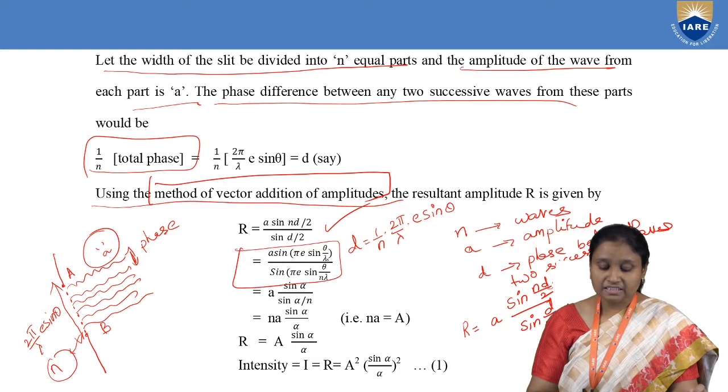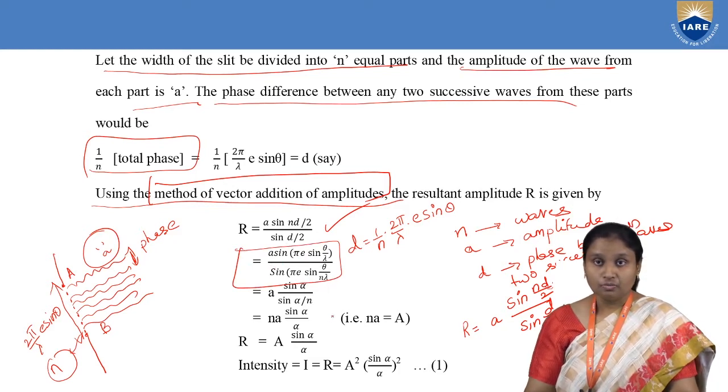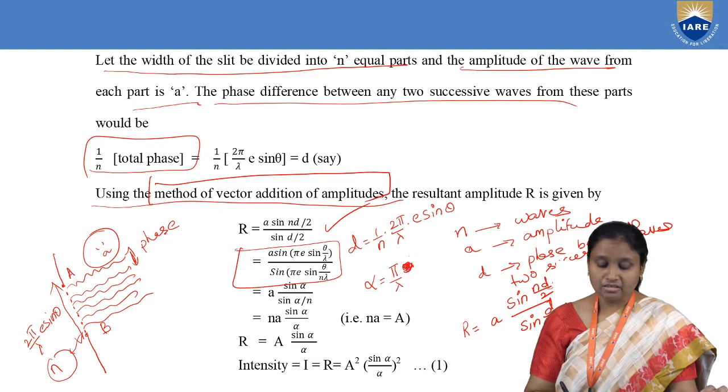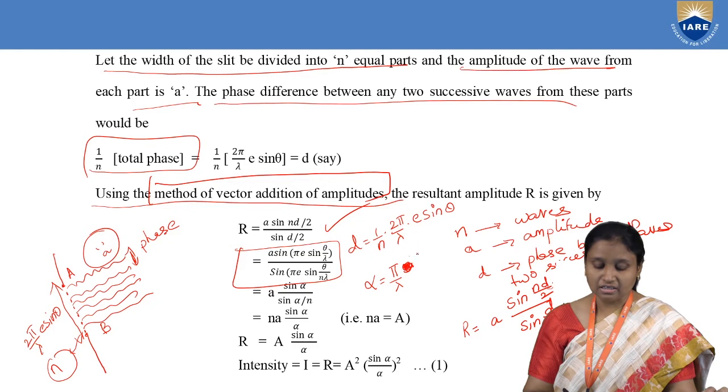So, pi sine theta by n lambda. What you will observe here is, I'm introducing one factor alpha, and this alpha I'm calling pi by lambda e sine theta.